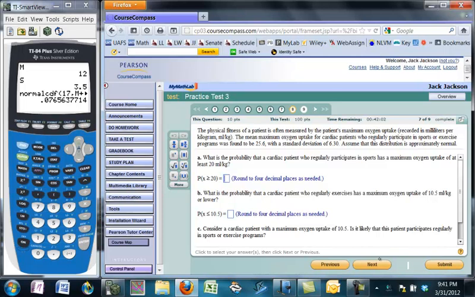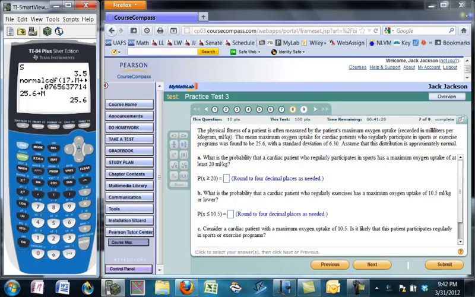The physical fitness of a patient is often measured by the patient's maximum oxygen uptake, recorded in milliliters per kilogram. The mean maximum oxygen intake for the cardiac patients who regularly participate in sports or exercise programs is found to be 25.6 with a standard deviation of 6.3. Let me just go ahead and save those. 25.6, I'm just going to store that as my mean, M, and the 6.30, I'm going to store that as the S. So I can just refer to the mean as M and standard deviation as S.